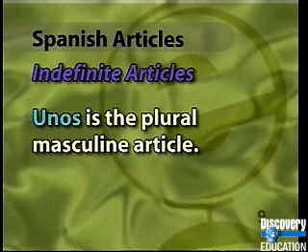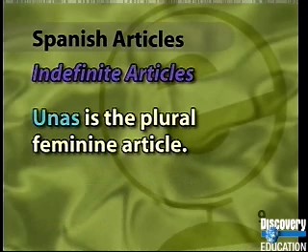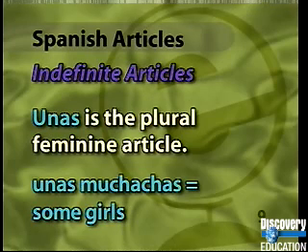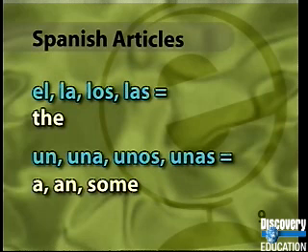Unos is the plural masculine indefinite article. So unos muchachos in English would be some boys, and unas is the plural feminine indefinite article. So unas muchachas would translate to some girls. Now, remember that el, la, los, and las all mean the, and un, una, unos, and unas all mean a, an, or some.